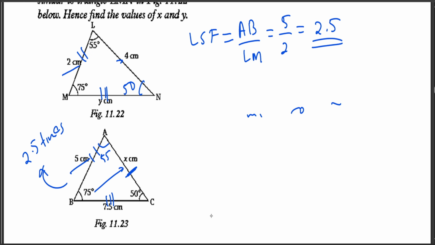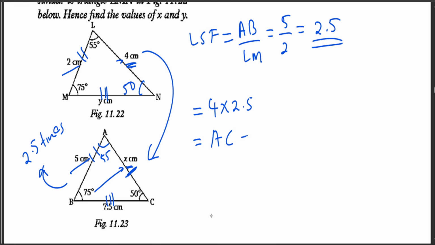Now we want to get x, and we want to get y. For us to get x from 4, because this and this are similar, you need to multiply because this is the smallest, this is the largest. So you take 4 times the linear scale factor, which is 2.5. Let me just write it here. For us to get AC, we need to take 4 times LN. So 4 times 2.5 is 10. So this gives you 10. So our AC is 10 centimeters. So our x value already found out is 10.